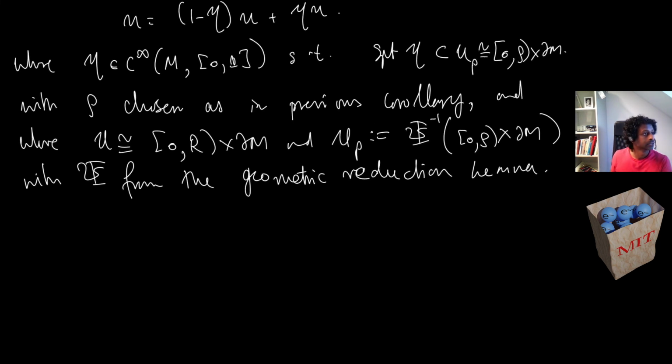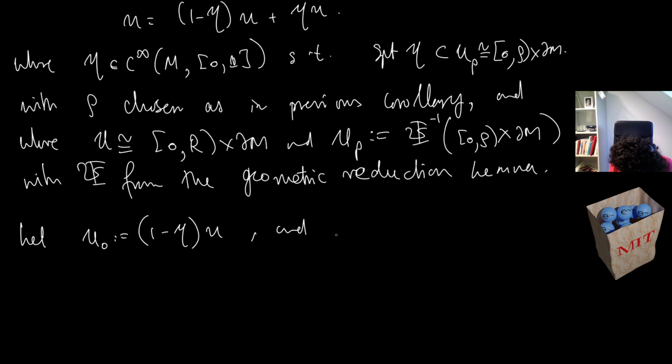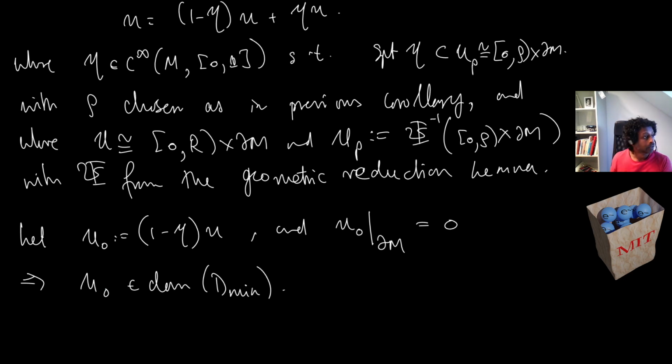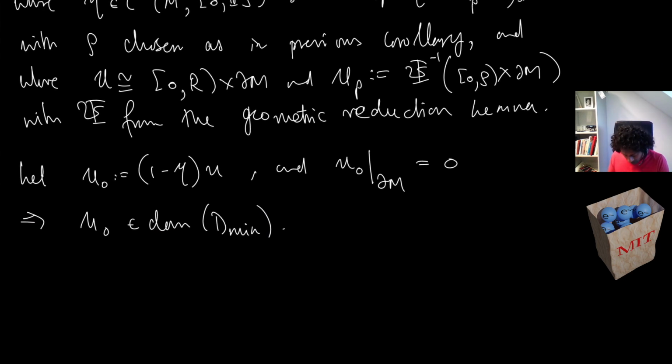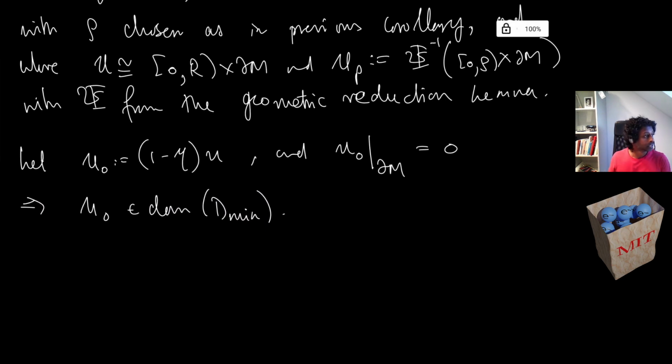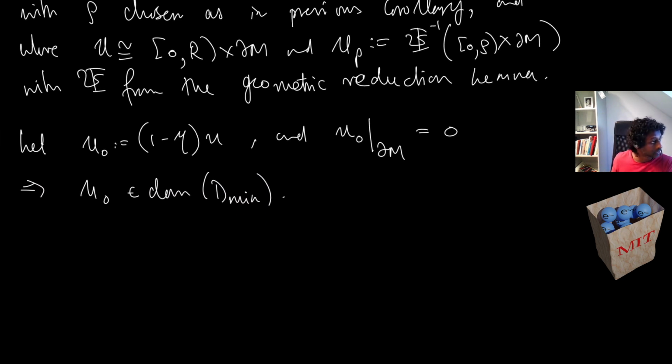So now what? Let's have a look at this. Let U naught be this (1 minus eta) of U, and U naught restricted to the boundary is now equal to 0, which means that U naught is in the domain D min. That's fine. D min is something that we can always ignore. So now it suffices to consider the support of eta U, right?